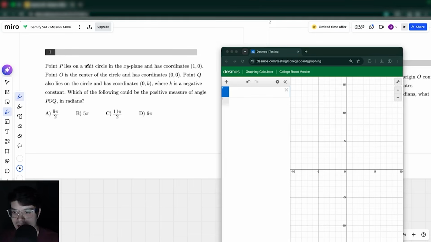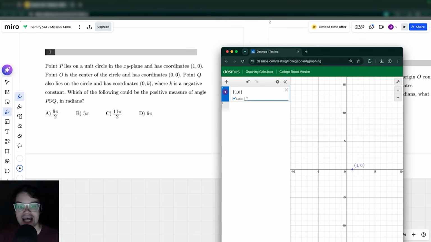Point P lies on a unit circle in the xy plane and has coordinates of 1, 0. So I would suggest when you see points in problems like this, just immediately write out each one. You can even click this label option, and that allows you to put a letter for that point. So you can see here, this is specifically point P. That is really useful. Point O is the center and has 0, 0. That's what you're typically going to see in problems like this with the unit circle.